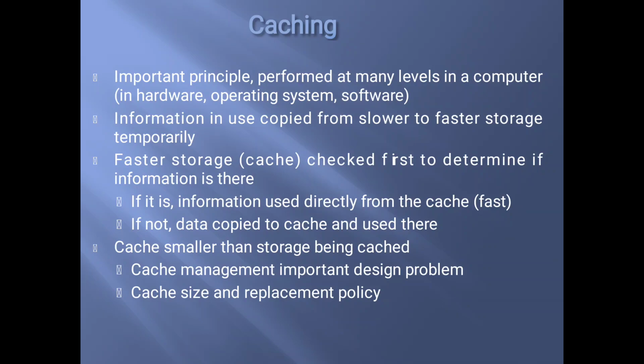The next topic is caching. It is an important principle performed at many levels of a computer. Information is copied temporarily from slower to faster storage. This caching mechanism is used for faster access to data. Fetching information from memory is a long process. If it is in the cache memory, it is easy to access, so the access time is reduced.